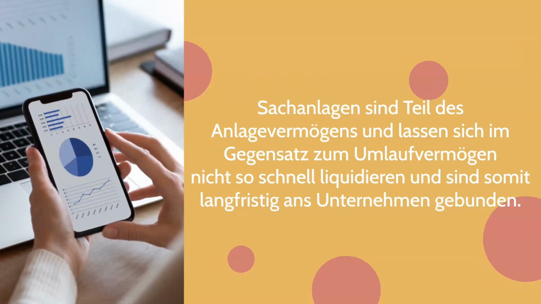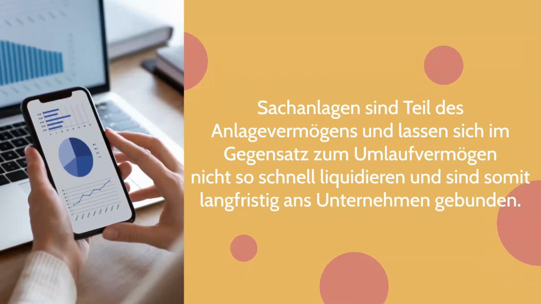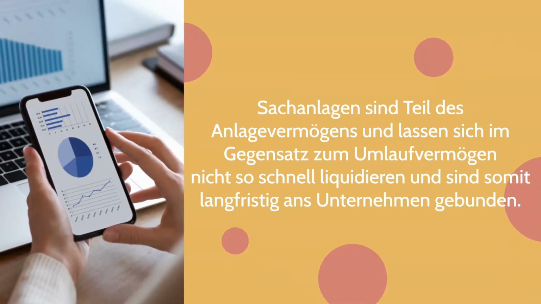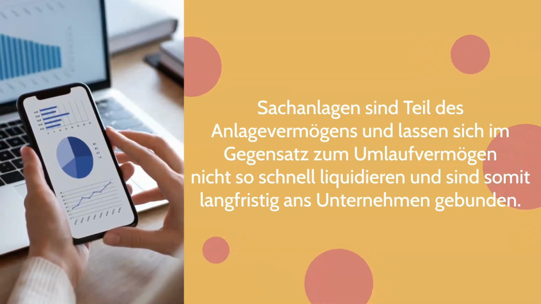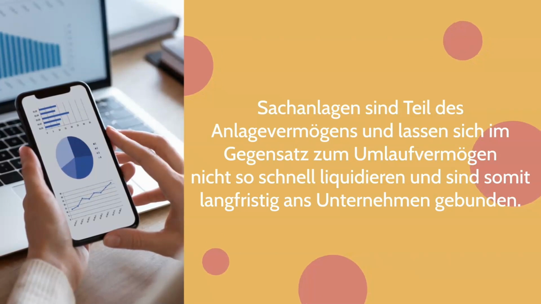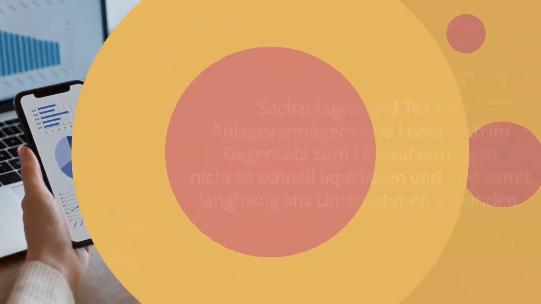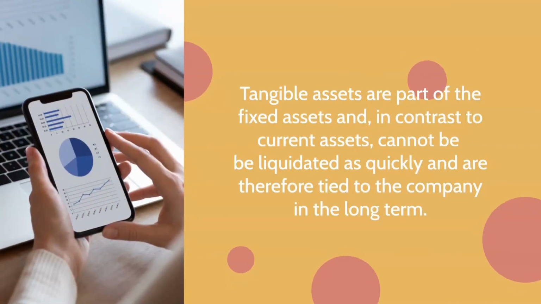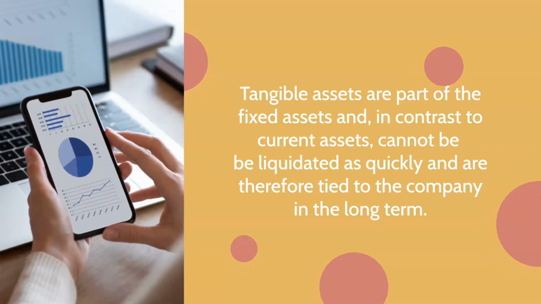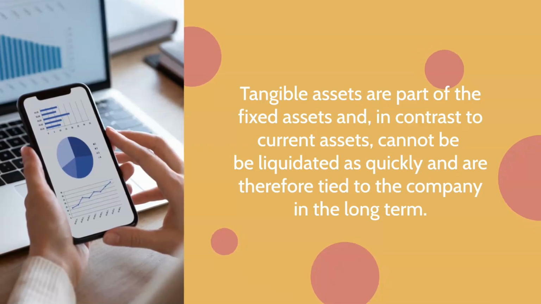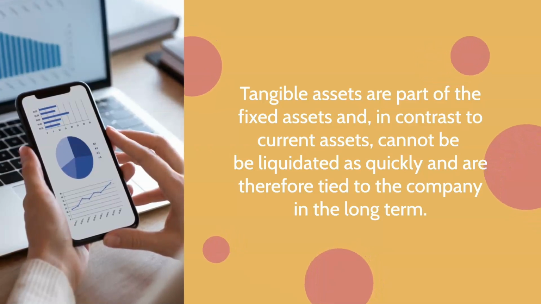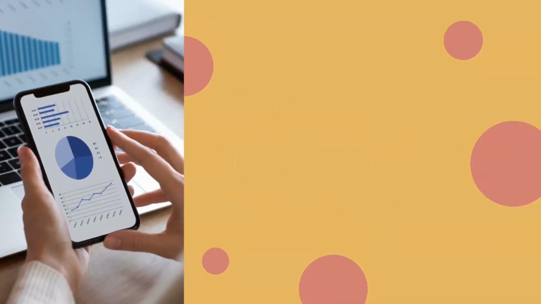Sachanlagen sind Teil des Anlagevermögens und lassen sich im Gegensatz zum Umlaufvermögen nicht so schnell liquidieren und sind somit langfristig ans Unternehmen gebunden. Tangible assets are part of the fixed assets and in contrast to current assets cannot be liquidated as quickly and are therefore tied to the company in the long term.